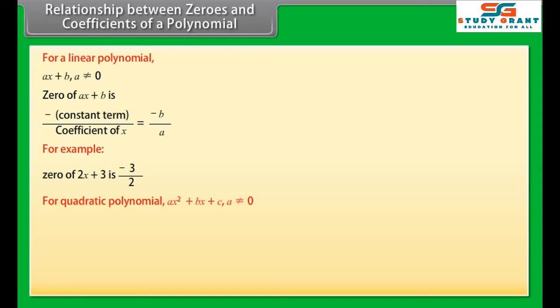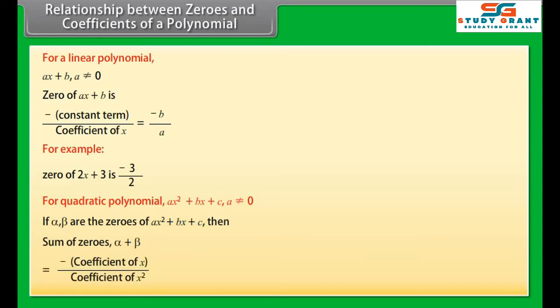Relationship between zeros and coefficients of a polynomial. For a linear polynomial, ax plus b, a is not equal to 0. Zero of ax plus b is minus constant term upon coefficient of x, which equals minus b upon a. For example, zero of 2x plus 3 is minus 3 upon 2.